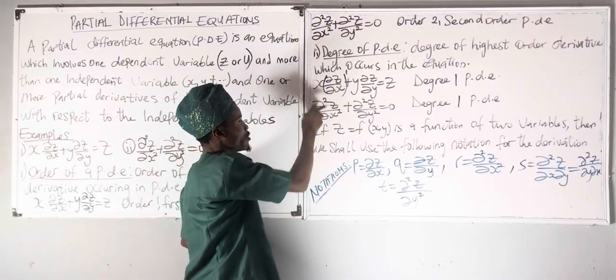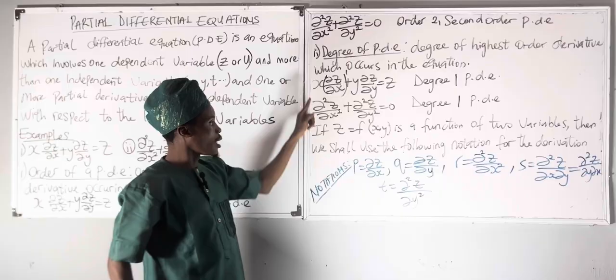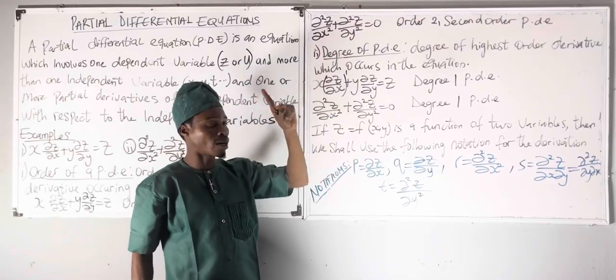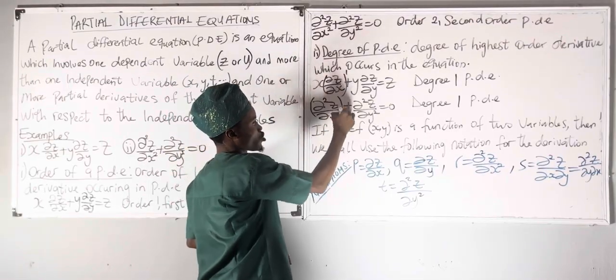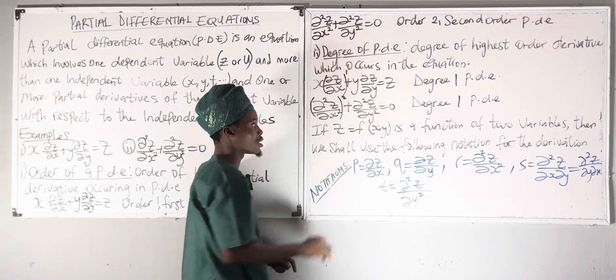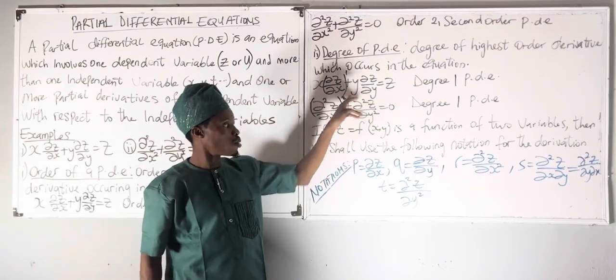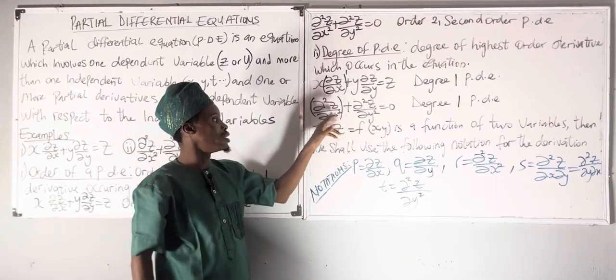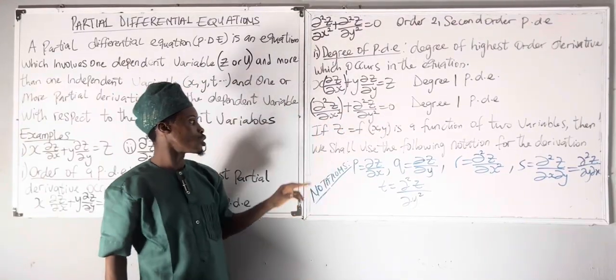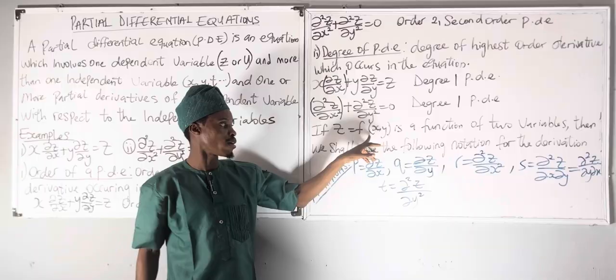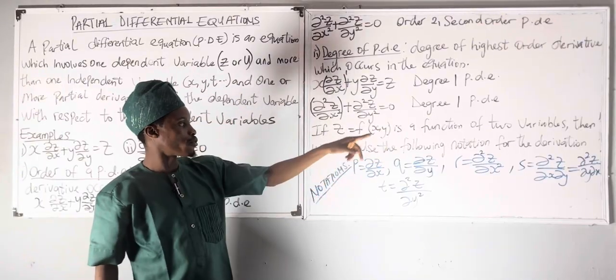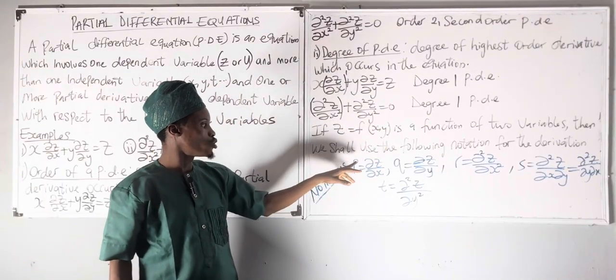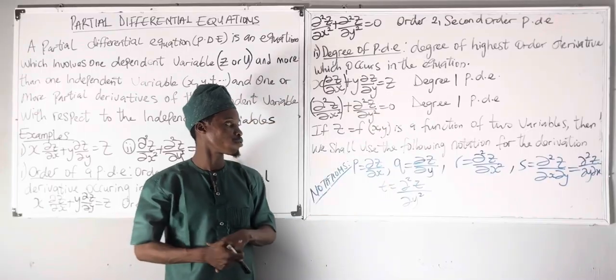You can see from here, if I put this one also inside bracket, the power is 1. Suppose I have this one as 2 here, I have this one nothing. It means the degree here is 2. But since we don't have anything here, the highest power here means the degree is 1. So if z is a function of x and y, two variables, then we shall use the following notation for the derivatives.